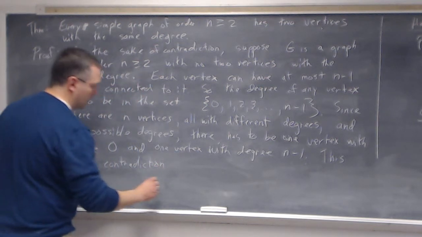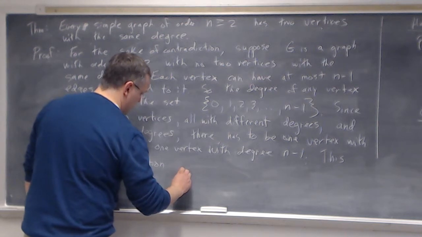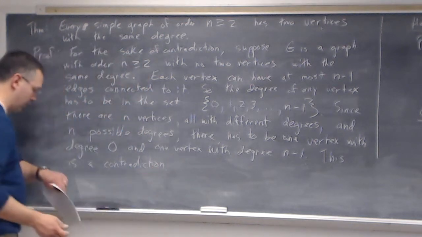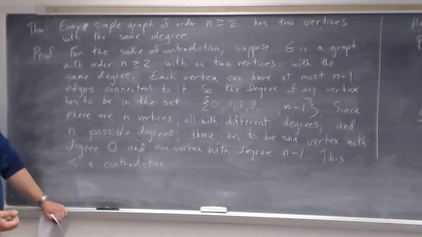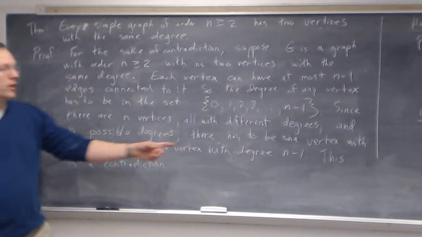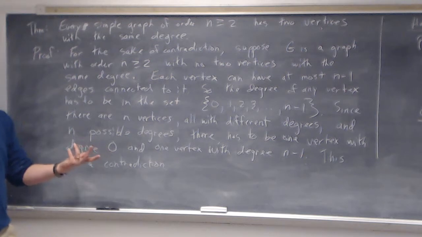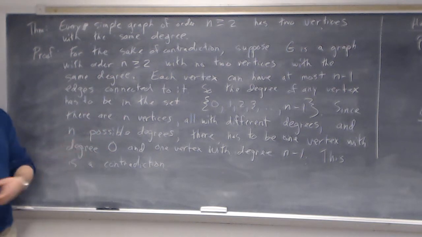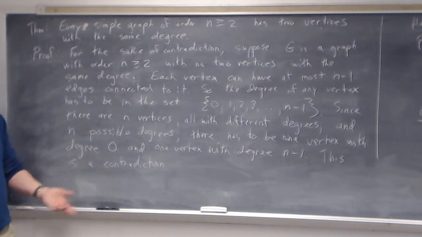So this is a contradiction. I have to go further and explain why it's a contradiction. Degree 0 means it's not connected to any vertex, but degree n minus 1 means it's connected to every other vertex. You can't have that happen. Both those things can't happen in the same graph.